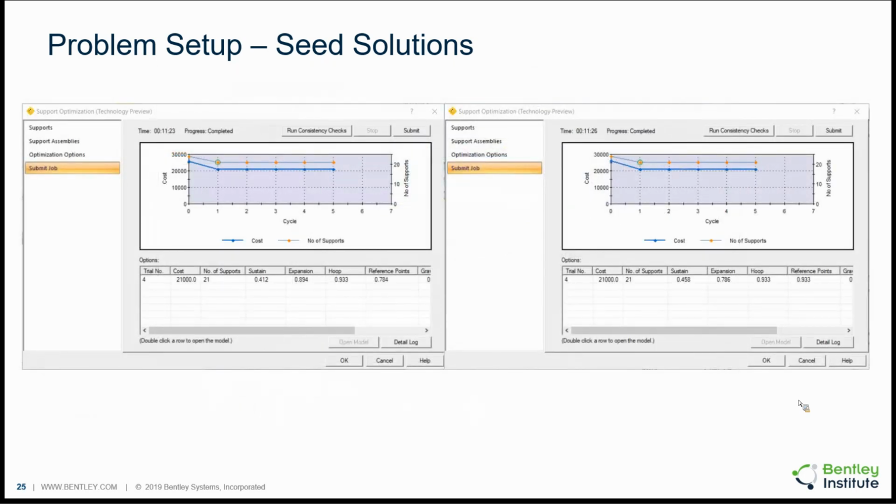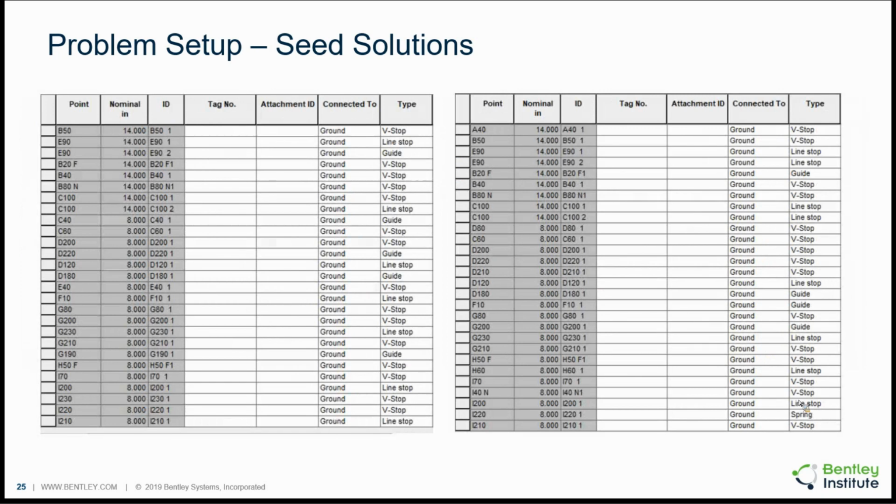So just comparing them side by side, we have very similar results with just some slight differences in the ratios. And after opening the optimized models and comparing the support tab of the input grid, we see just some slight differences in the support configuration. For instance, there's a support at A40 in trial 106, but not in trial 129.